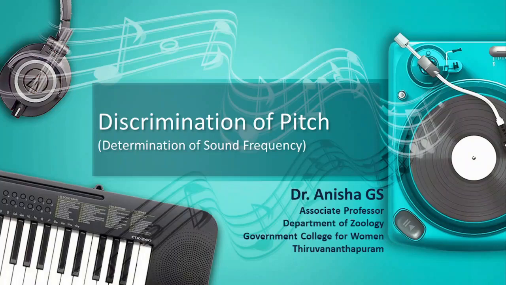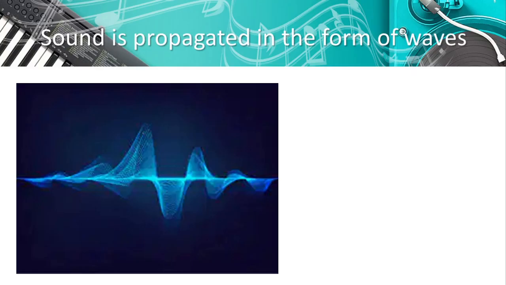Dear students, we have learned about the structure of the human ear and also about the physiological mechanism of hearing in the previous classes. Today we are going to see how we are able to discriminate the pitch or the frequency of sound.